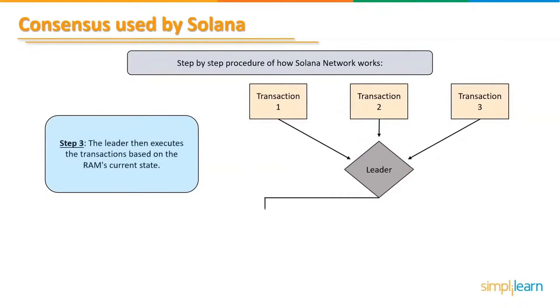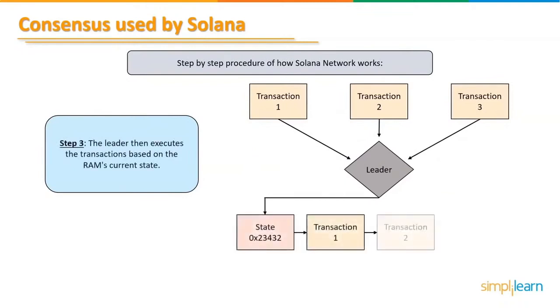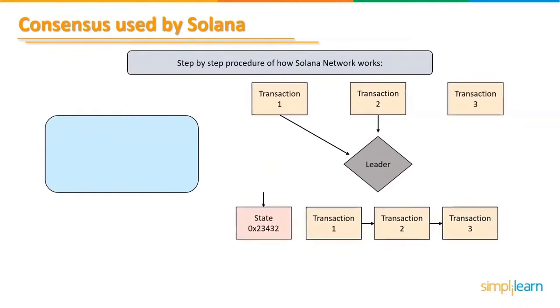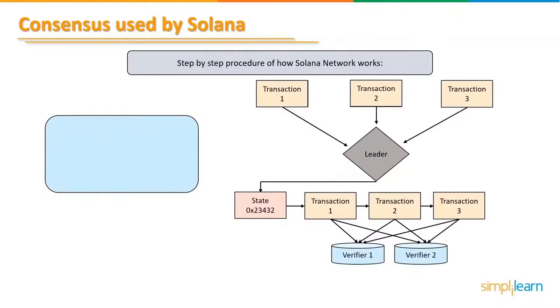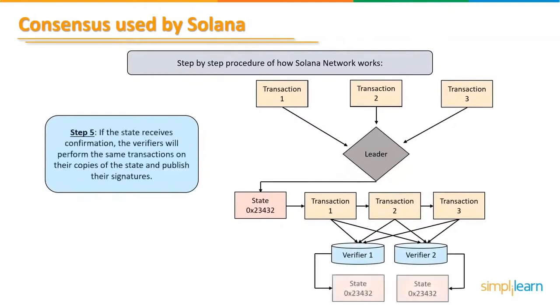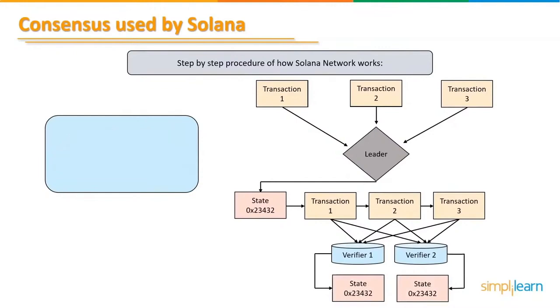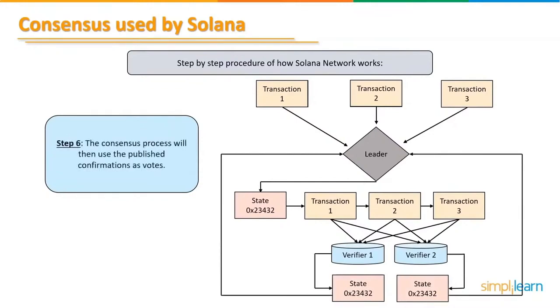Step 3. The leader then executes the transactions based on the RAM's current state. Step 4. The completed state's transactions and signature will then be published by the leader to the verifiers or replication nodes. Step 5. If the state receives confirmation, the verifiers will perform the same transactions on their copies of the state and publish their signatures. And at last, step 6, the consensus process will then use the published confirmations as votes.